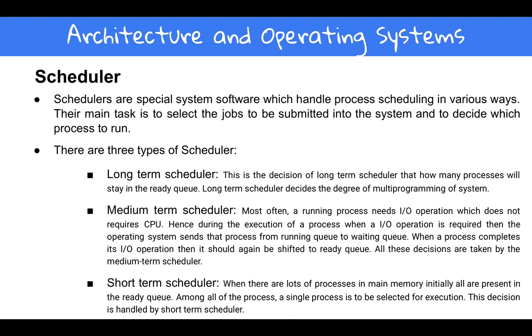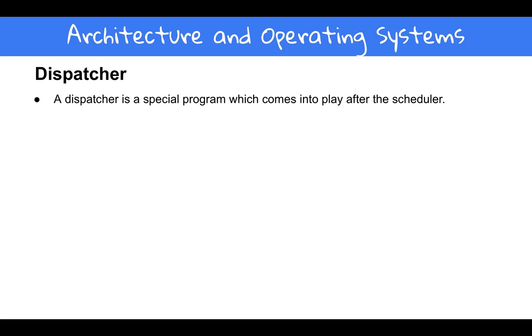For example, 4 processes are coming to the ready queue. They are in the ready queue, and they want to get some CPU time to be executed. You need to choose one of these 4 to be executed first. So we need to use the short-term scheduler.